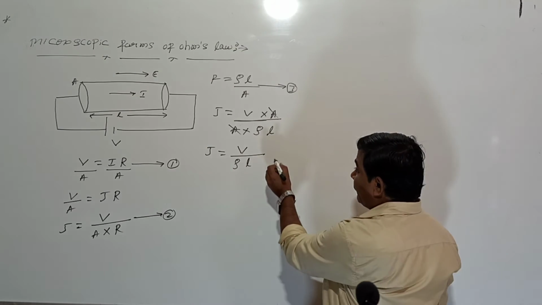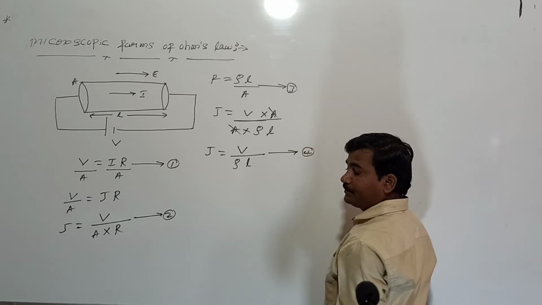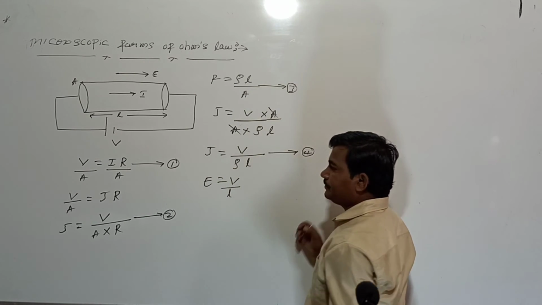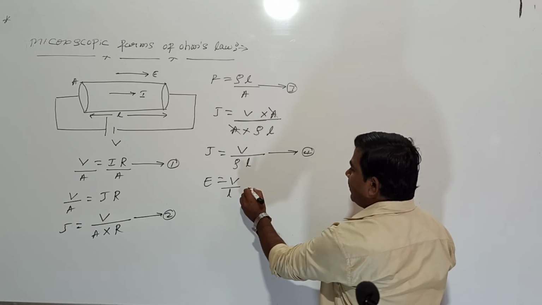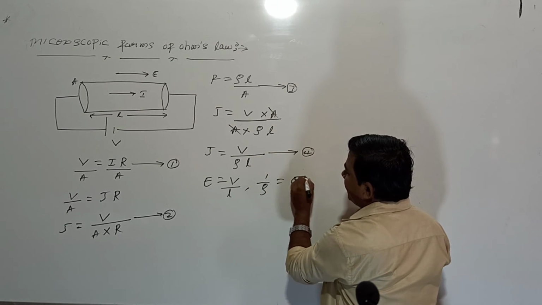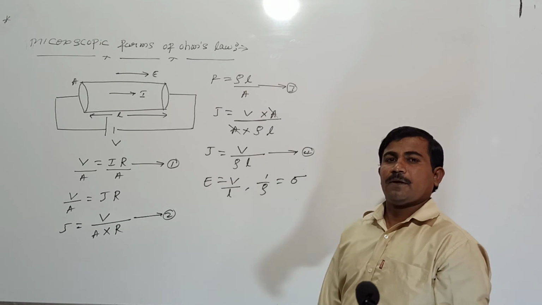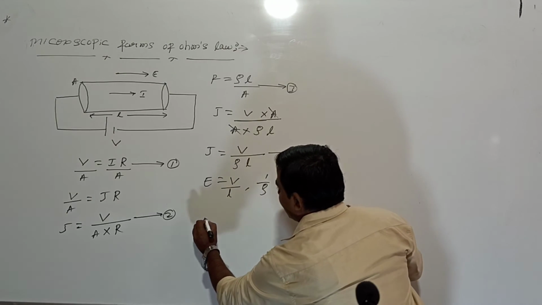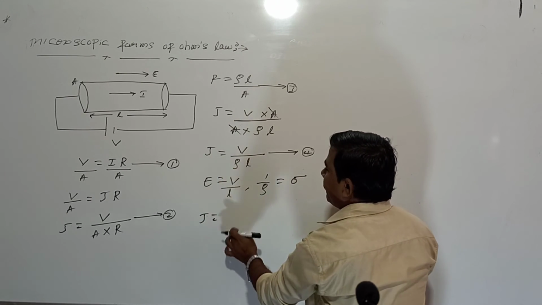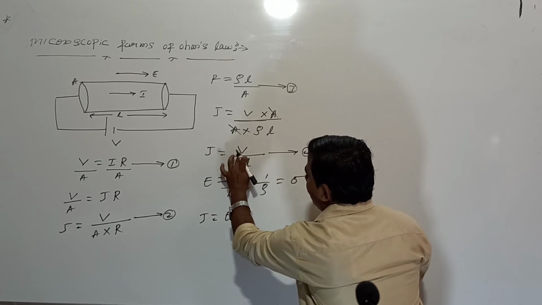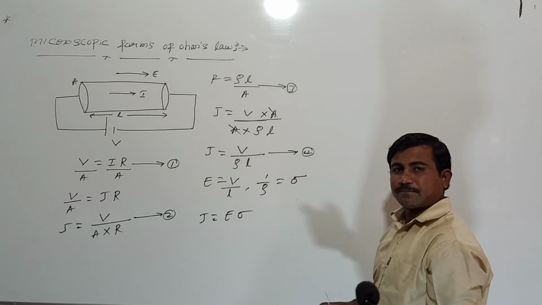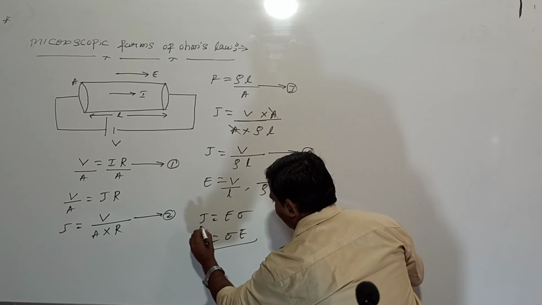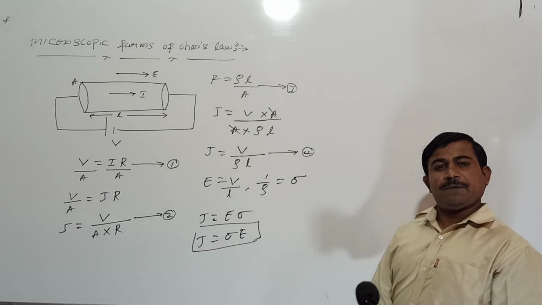But you know the relation between electric field and potential. How much is it? E equals V divided by L. Then the reciprocal of resistivity is called conductivity. Then E is equal to V by L. Then what about this equation? J is equal to V by L, V by L equals E, and 1 by rho is equal to sigma. And what is it? J is equal to sigma into E.